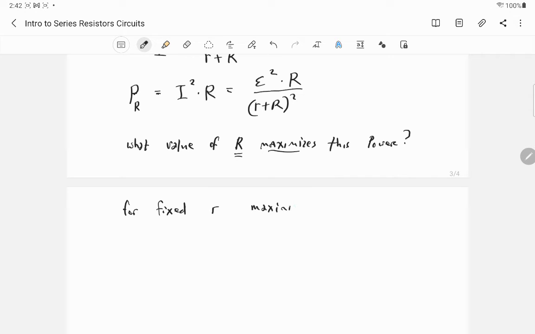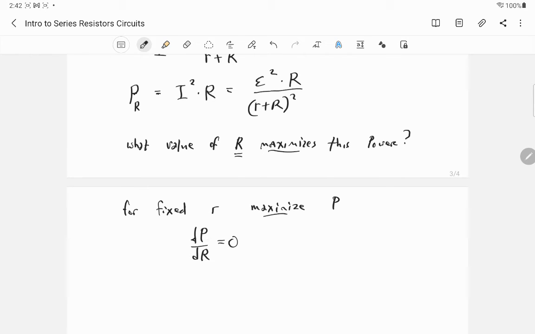maximize P. The way you do this with calculus is you take the derivative with respect to the thing that you imagine being able to make changes to or selecting amongst. So dP/dR, and for maximization, you set this to 0.